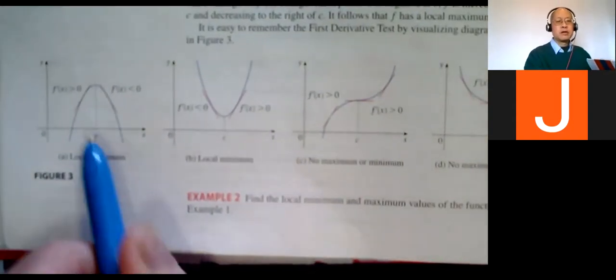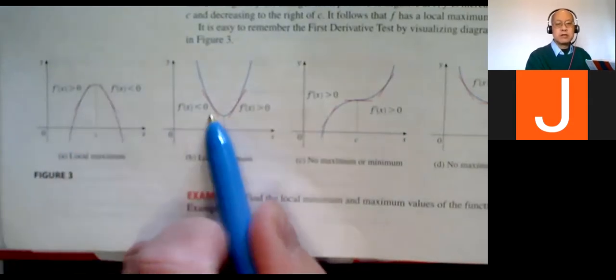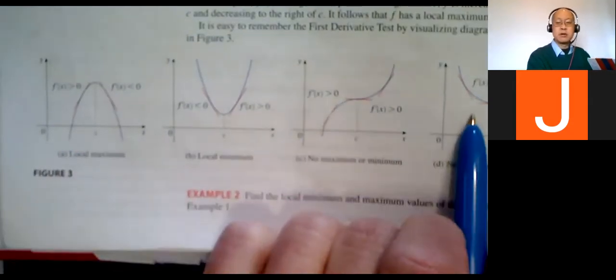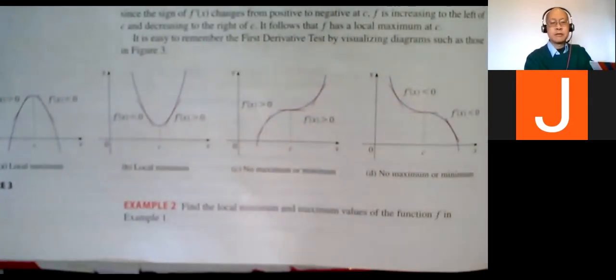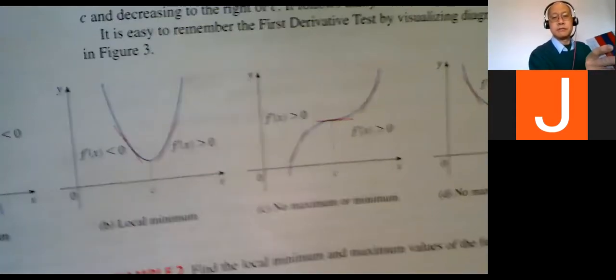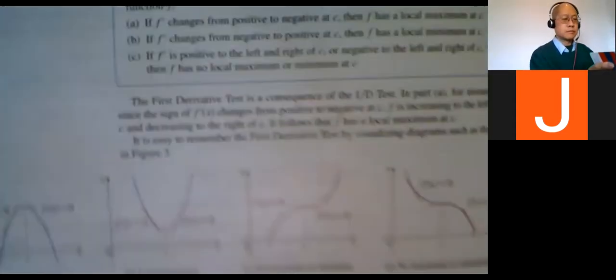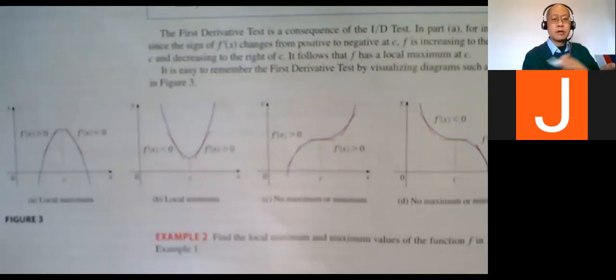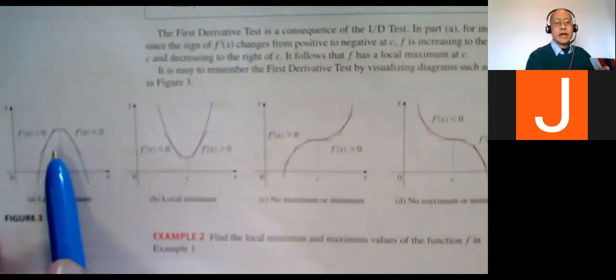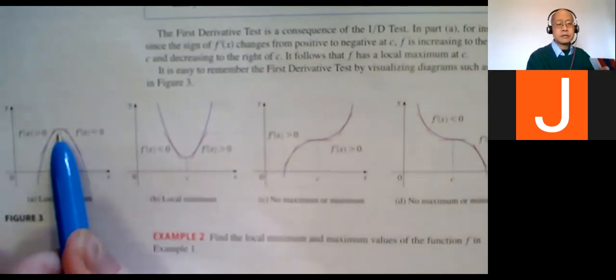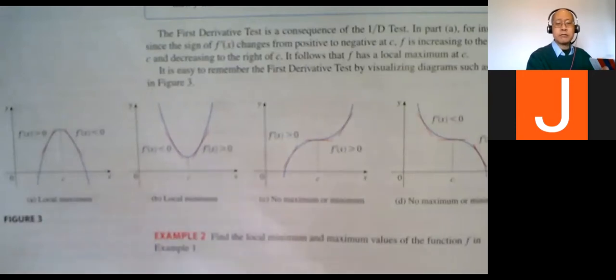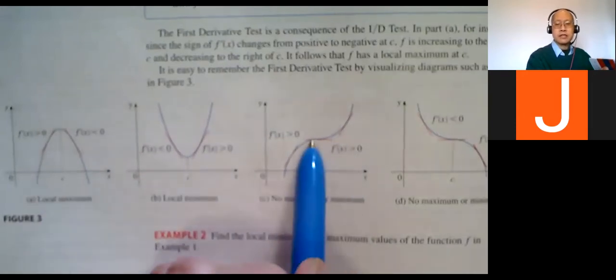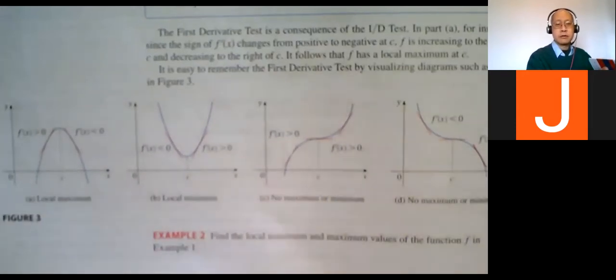Okay, take a look. Slope is 0, slope is 0, slope is 0, slope is 0, right? That looks like a local max. That looks like a local min. That's neither. That's neither, right?